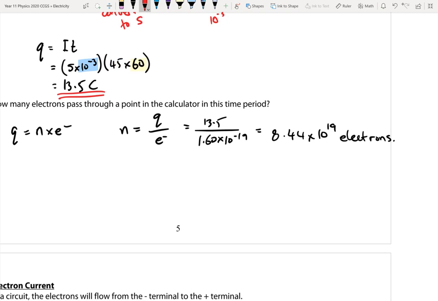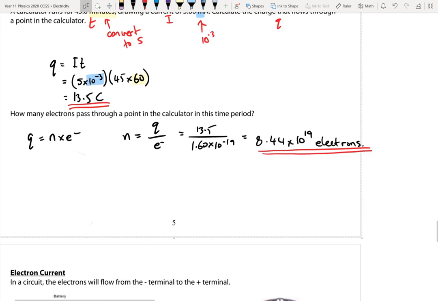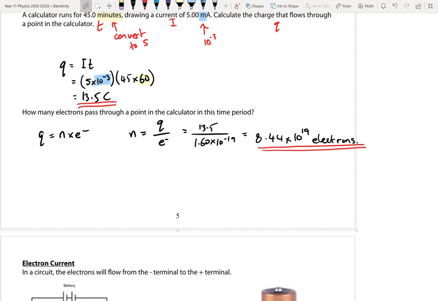I often like asking in tests and exams for students to calculate how many charges must flow. Because again, it's that weird equation that's not quite in the data sheet, but it's not that tricky to figure out if you know what your dimensions are doing. Okay?